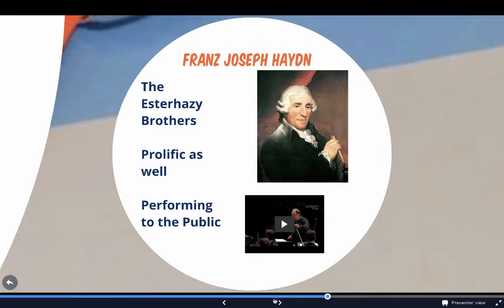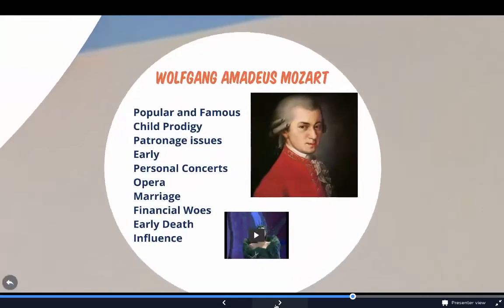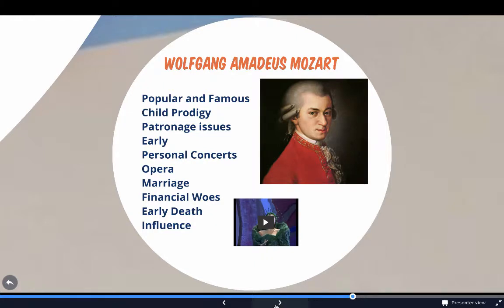Wolfgang Amadeus Mozart. He is probably the most popular and most famous of all of these guys. He was a child prodigy who was composing by the age of 5, and he actually gave his first harpsichord concert at the age of 6. His major issue in life was that he could never really find a steady patron, and he wandered around a bit. He had massive financial problems that always plagued him. He wasn't particularly good with money either, and it really makes him struggle.